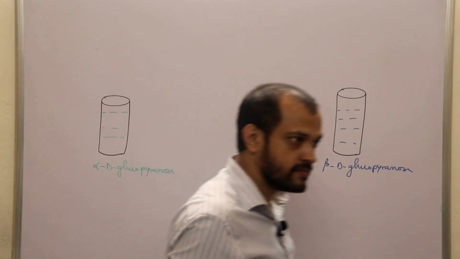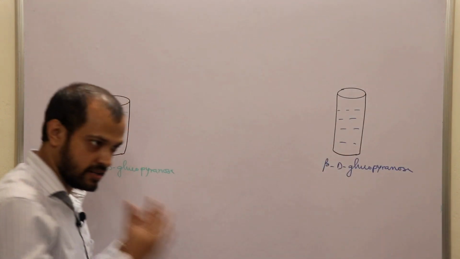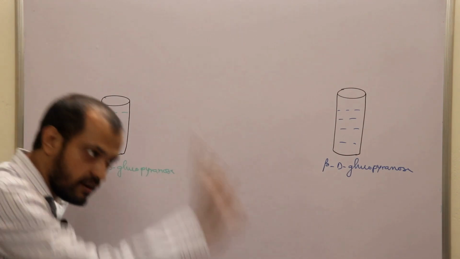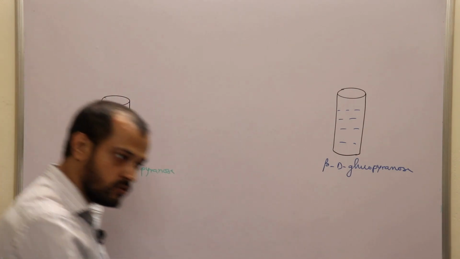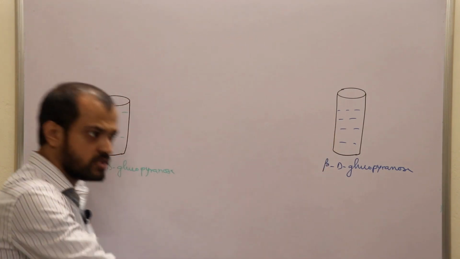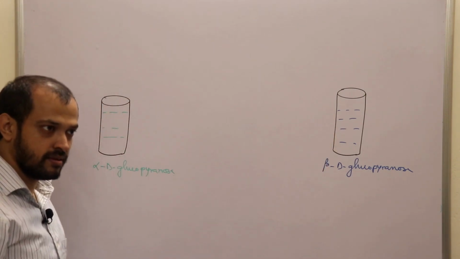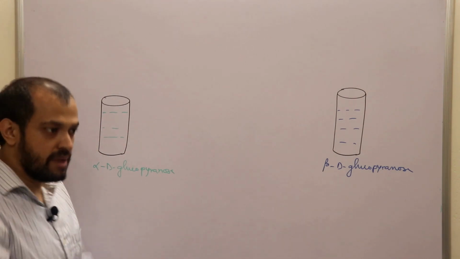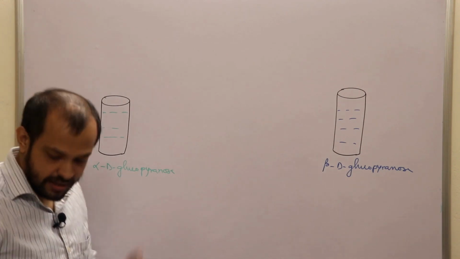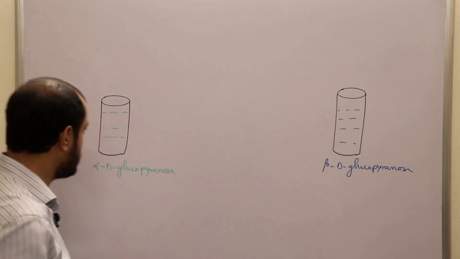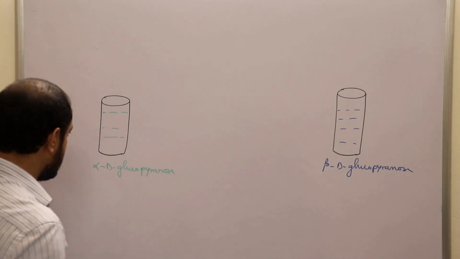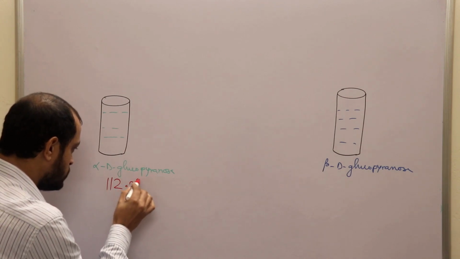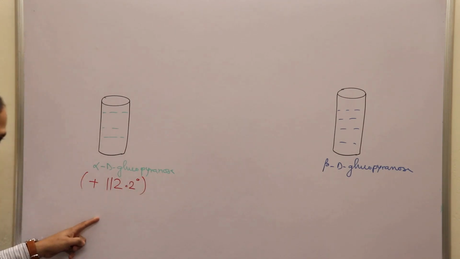Clear? Suppose I am a light particle and she is glucose, and I don't know whether she is alpha glucose or beta glucose, I will go towards the right. But suppose she is alpha glucose, what will change? I will be going towards the right also, so what will change? My angle will change. Because whenever light interacts with alpha D-glucopyranose, the angle will be 112.2 degrees plus.